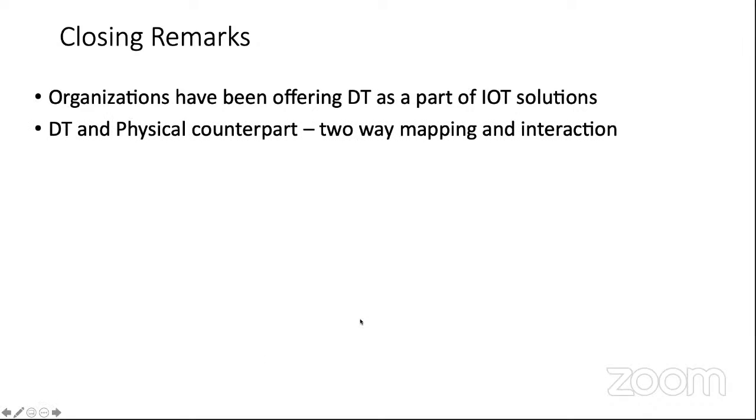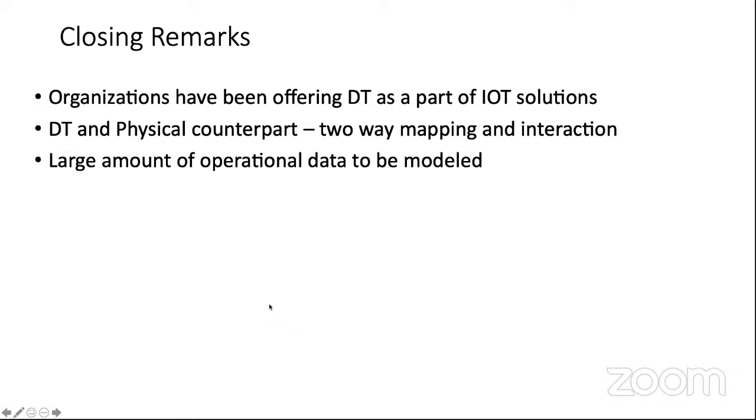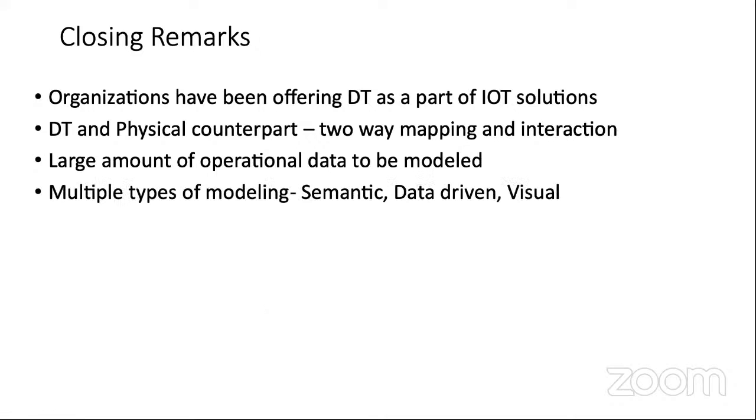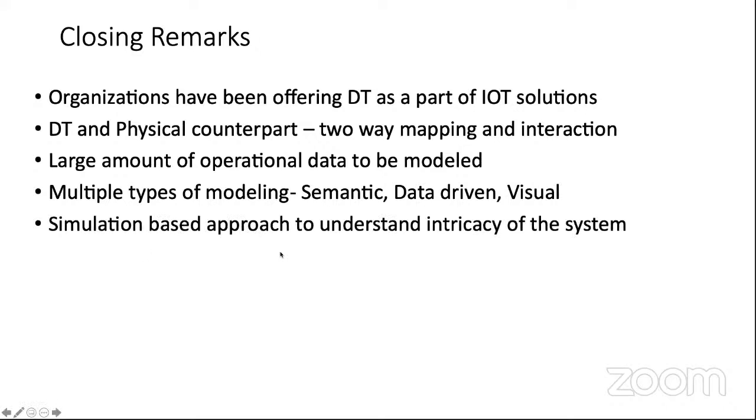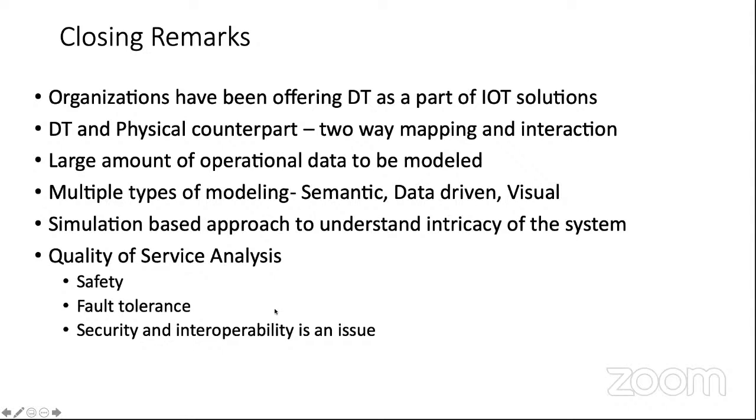Then a digital twin and the physical counterpart, as I said earlier, they actually interact with each other. In an ideal scenario, they should interact with each other in an automated fashion. Large amount of operational data needs to be modeled, and therefore data-driven models are also quite popular. Multiple types of modeling: semantic model, data-driven model, visual models. Simulation plays a very important role to understand various intricacies of the system. And quality of service, again, is a very important part.